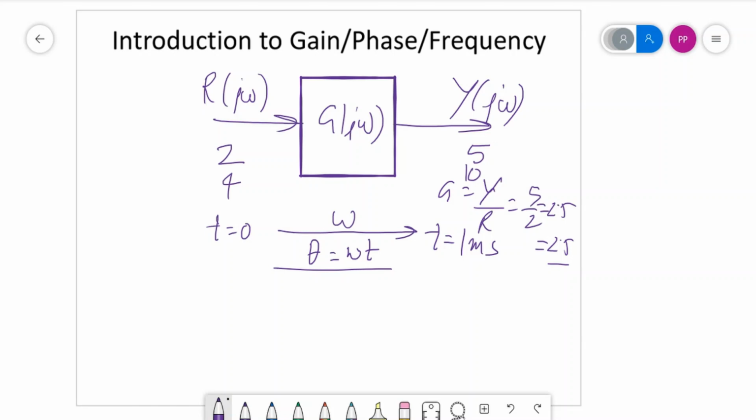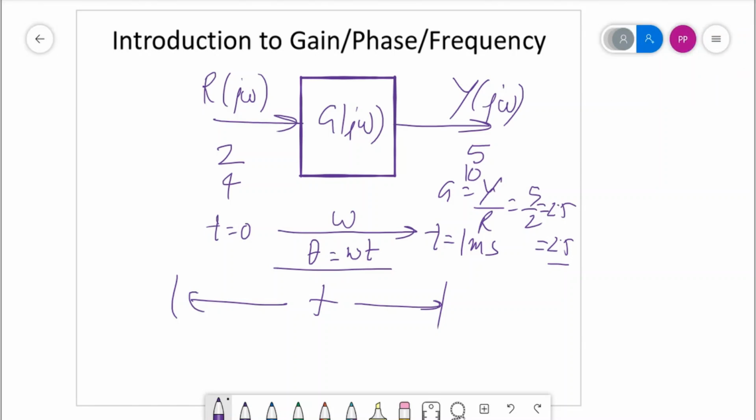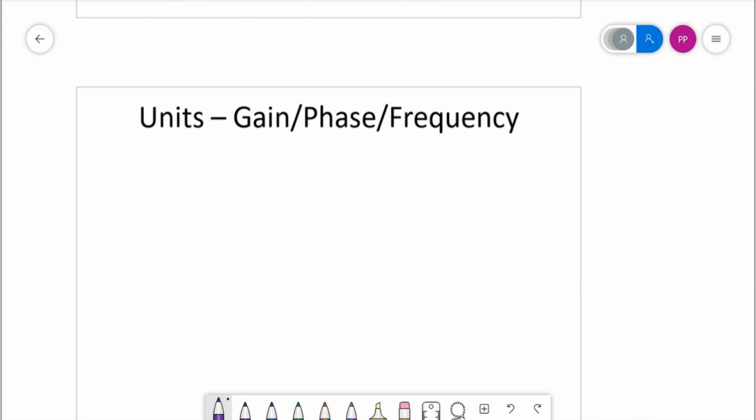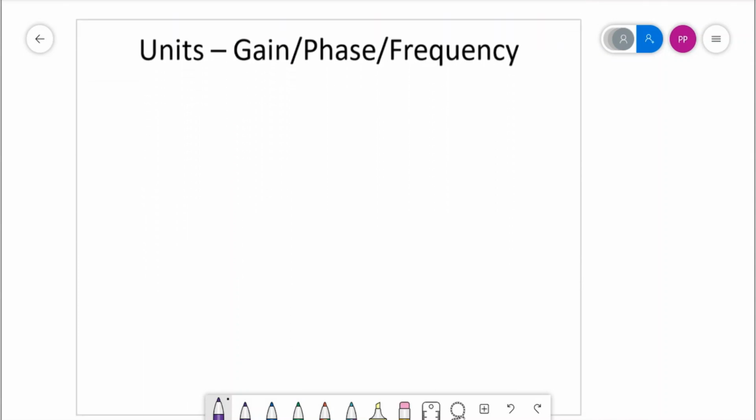And all these physical quantities are measured across a range of frequency of our interest. So frequency is varied over a range, and we study the behavior of the system, how good or bad the system behaves for this range of frequency. So what are the units of these different quantities? Let us see one by one. We first start with the gain.